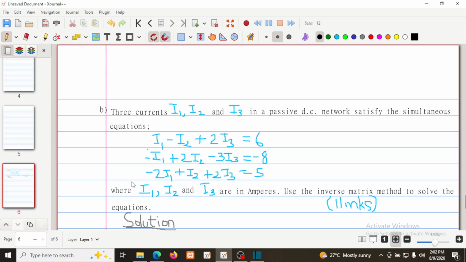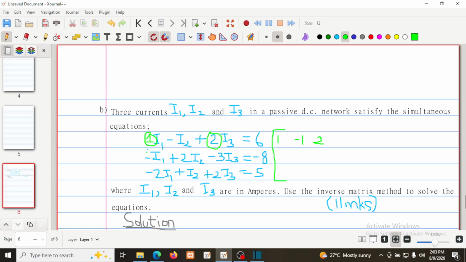So we'll extract the matrix. We'll have a 3 by 3 matrix since we have I1, I2 and I3. Here we take the coefficients. This 1 is a coefficient, then this 2 is a coefficient. So the first row we take the coefficients 1, then negative 1, then 2.